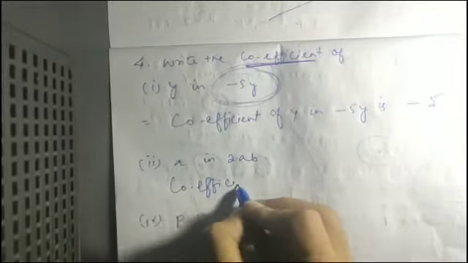P in -3pq. Coefficient of p in -3pq is, p omitted, what is remaining? -3q. -3q. Okay, now let's see here. Coefficient of x cube.